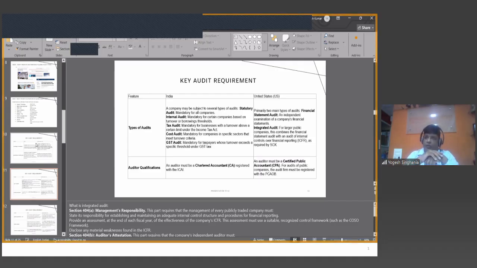Auditor's qualification. You need to be a practicing CA registered with the CA Institute to be one in India, whereas in the United States, you need to be a licensed CPA registered in the state for which you are doing the audit of that particular company. The US has around 50 states, 49, sorry, and each of them issues licenses. You need to be a CPA licensed for that particular state from which you want to do the audit.